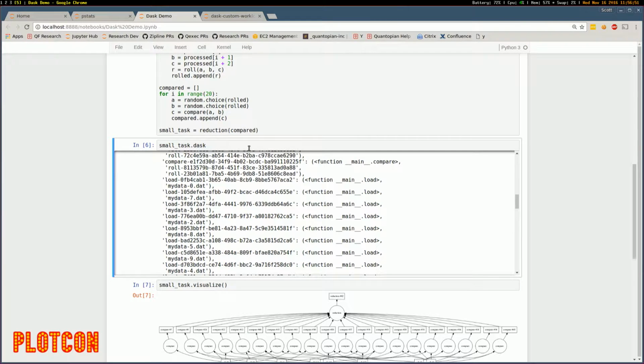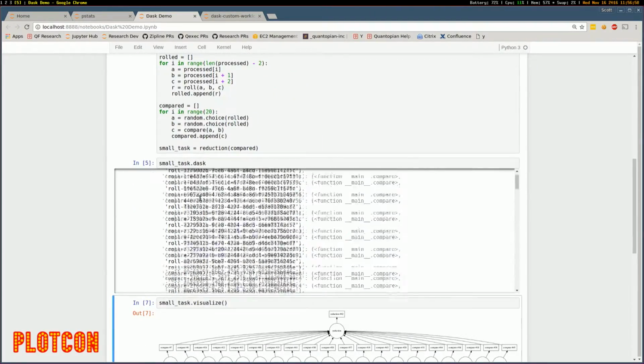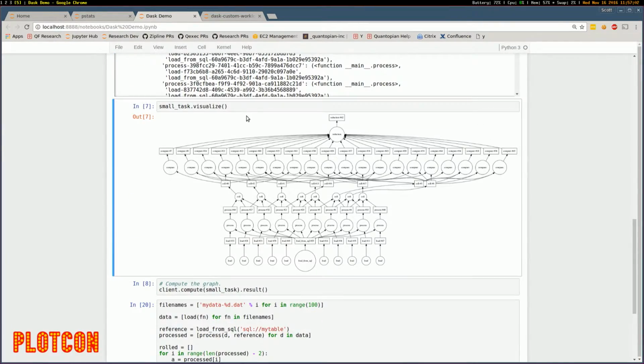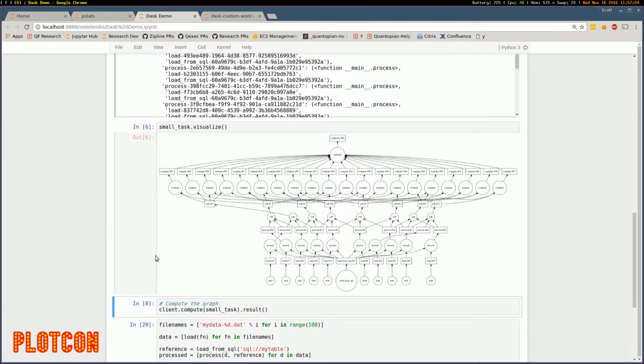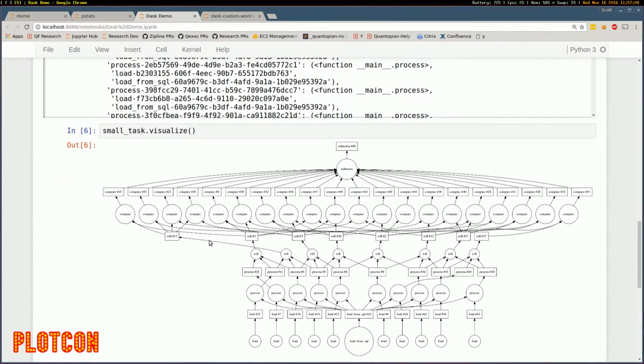So here I'm just building up a task graph. And Dask represents all of its task graphs as dictionaries. So it looks something like this. But probably a better way to look at that is using, so this is already one interesting new way to visualize a program, right? Dask has built-in capabilities for visualizing its task graph representation as an actual visual graph.